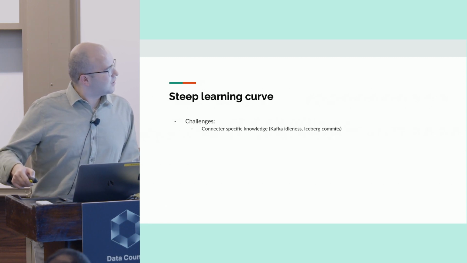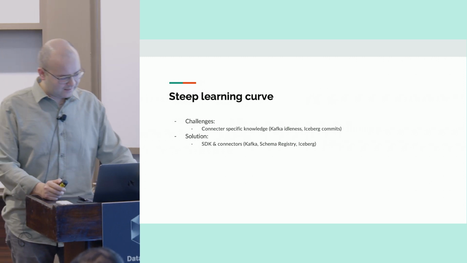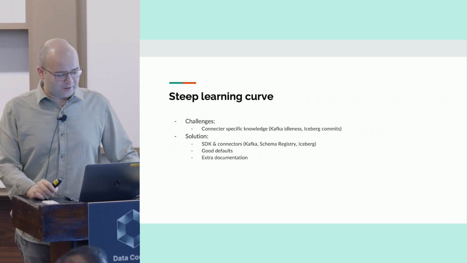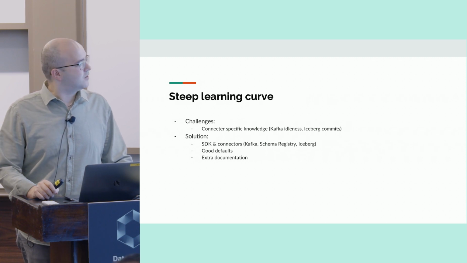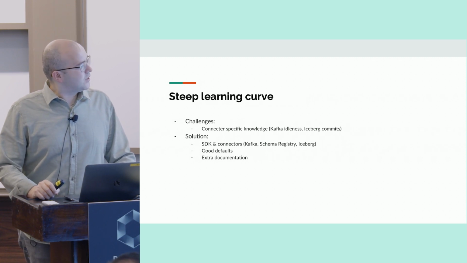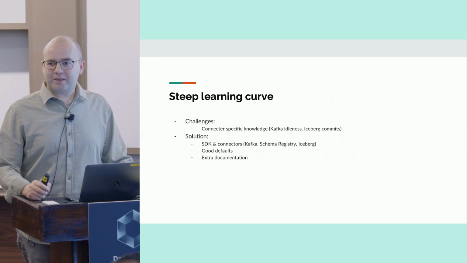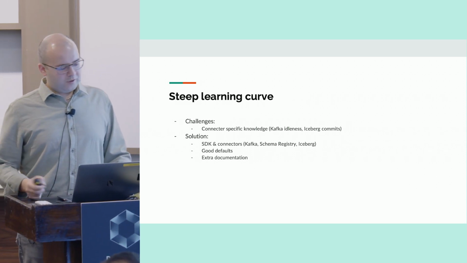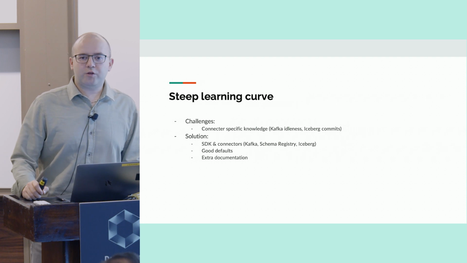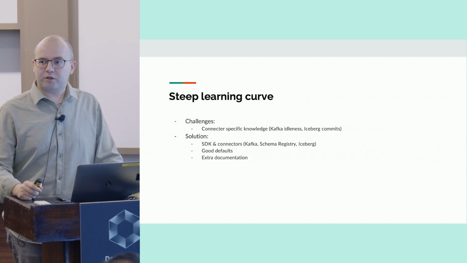The next challenge is connector-specific knowledge, for Kafka and Iceberg commits. I'll mainly touch on Kafka and Iceberg because these are the most widely used connectors in the streaming world. With Kafka, even though you just want to run Flink, you still need to touch a few other distributed systems. If you're using Kafka, most probably you will need to work with a schema registry, and your users need to understand how schema evolution will work.